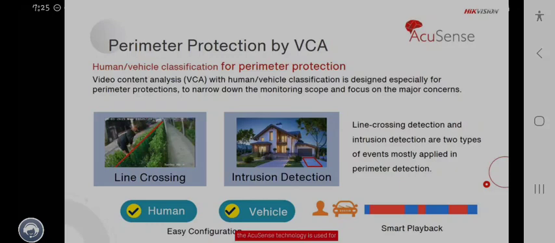The AccuSense technology is used for perimeter protection, and we can set different video content analysis with human and vehicle classification for perimeter protection. While for Smart VCA, according to the difference from the IP system, for the Turbo HD system, the smart function is realized by the DVR device. So for the Turbo HD TVI solution, we can realize the line crossing and intrusion function up to the whole channels. And in the situation of accessing IP cameras to the DVR, the Turbo HD DVR also supports configuring the relevant functions, but the function is realized by the IP camera itself.